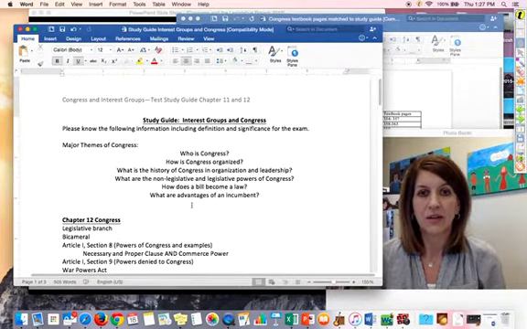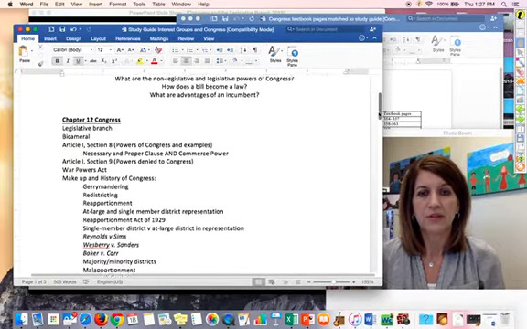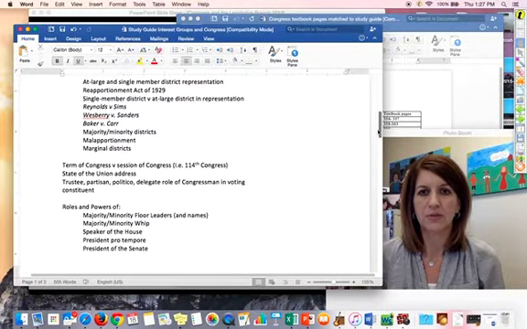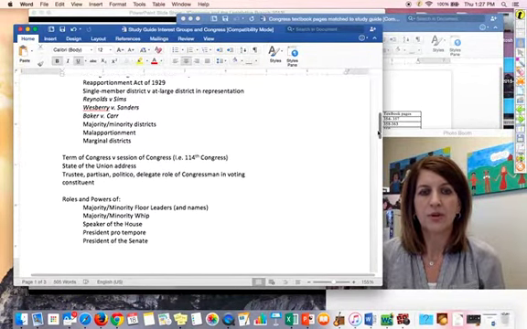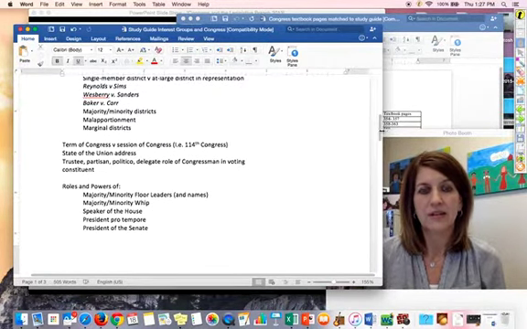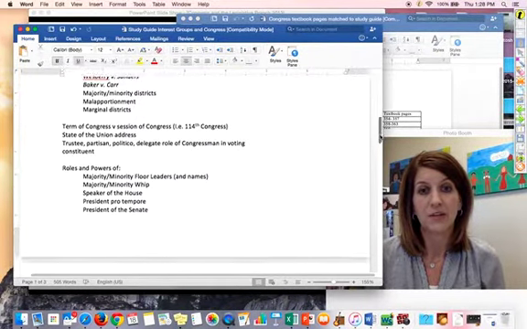So taking a look, I put major themes here. These are all the terms you will need to know. You can see we just talked about gerrymandering, reapportionment. I'm going to go over today in the first screencast the leadership of Congress and also the Senate, so you can definitely make sure that you watch that. That's one of the things that you need to do.